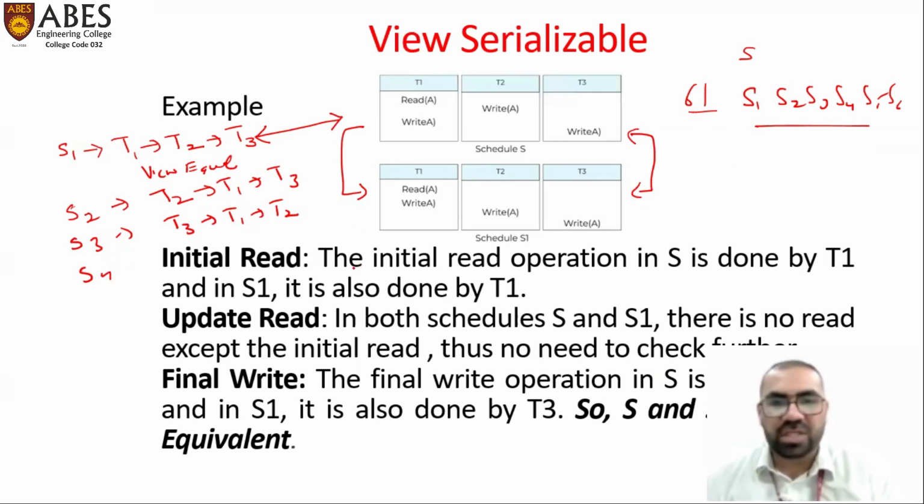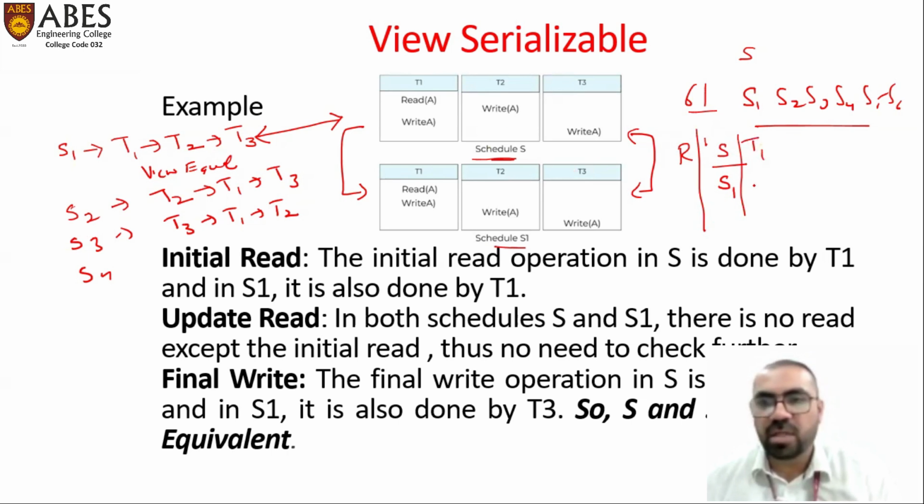Okay. So the initial read: if you see in S, this schedule is there, and this S1 is here. So let us look at the initial read in S and in S1. Who is doing it? Read is done by T1, and similarly in S1 also, the initial read is done by T1. Now let us talk about the final write. Final write is done by T3 here, and final write is done by T3 here. So in S and S1 it is T3 and T3.